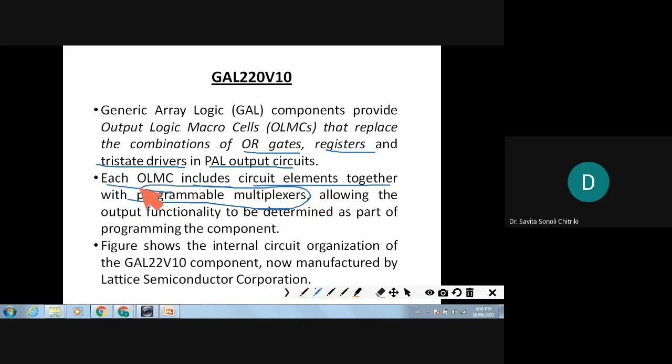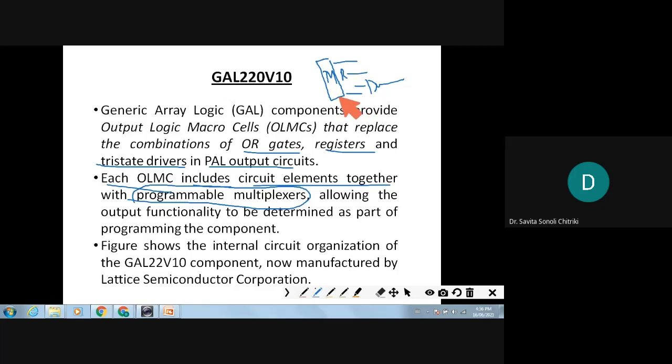Along with that, programmable multiplexers will be there. To select between the different outputs, whether you want plain output, registered output, or inverted output, you need to select, right? So in that case, you need a multiplexer. So multiplexer is also used.